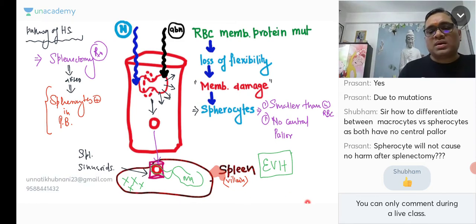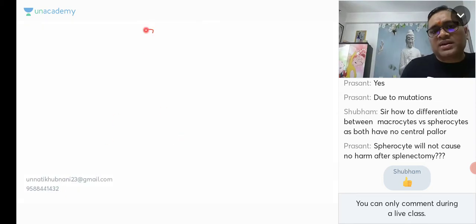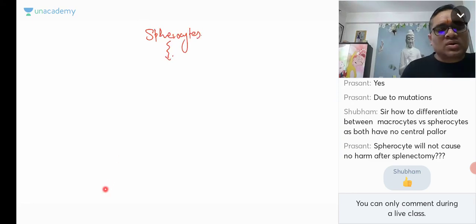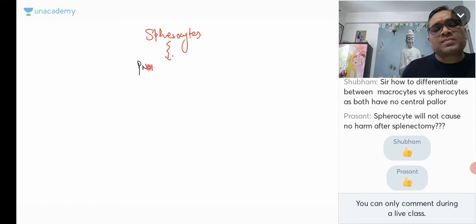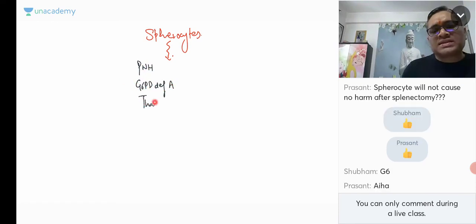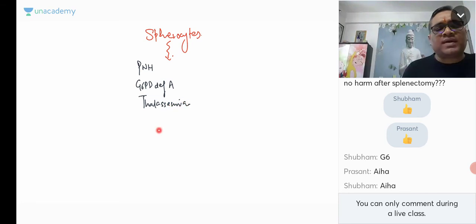Right. Now coming to another important thing. What I said is that in hereditary spherocytosis, spherocytes are formed. Spherocytes are also seen in PNH, G6PD deficiency anemia, and thalassemia also, right? So don't think that it is a very characteristic finding. They are also seen in autoimmune hemolytic anemia. This was an older question also. So these are various conditions where spherocytes will be present.